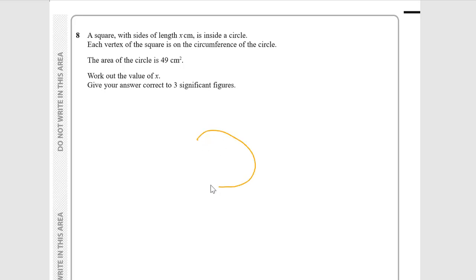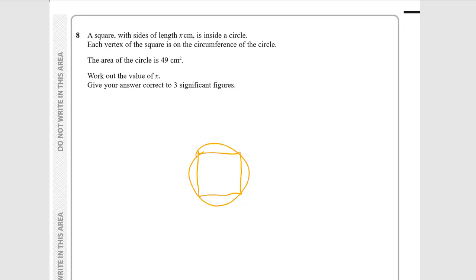I'm going to draw my very badly sketched circle, but you get the idea. Then you have a square. Again, this looks like a rectangle. Let me try that again, actually. I'll try and make it a little bit better. So we've got a circle and a square inside. Okay, that looks reasonably better.